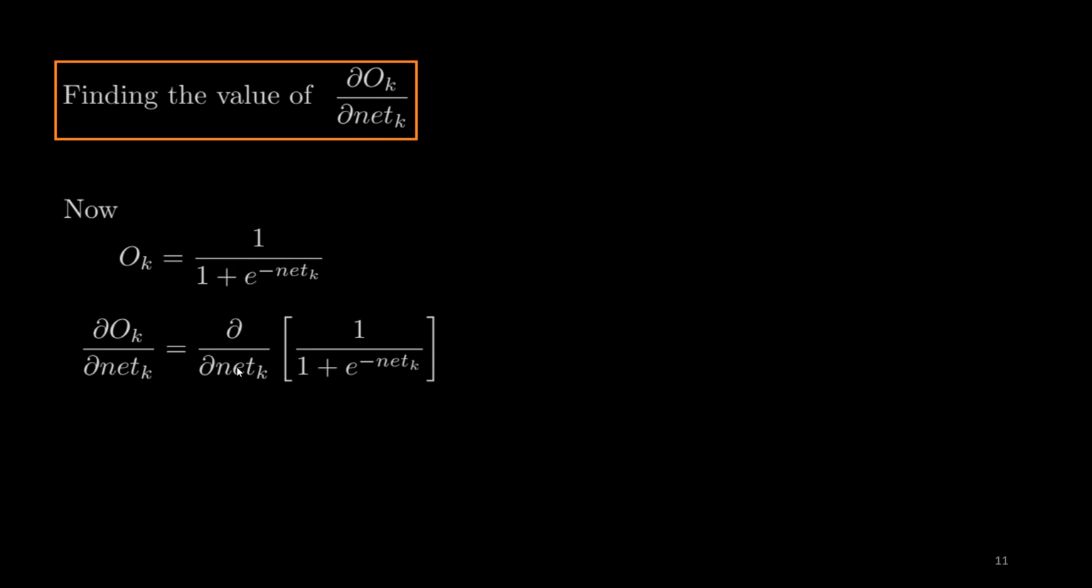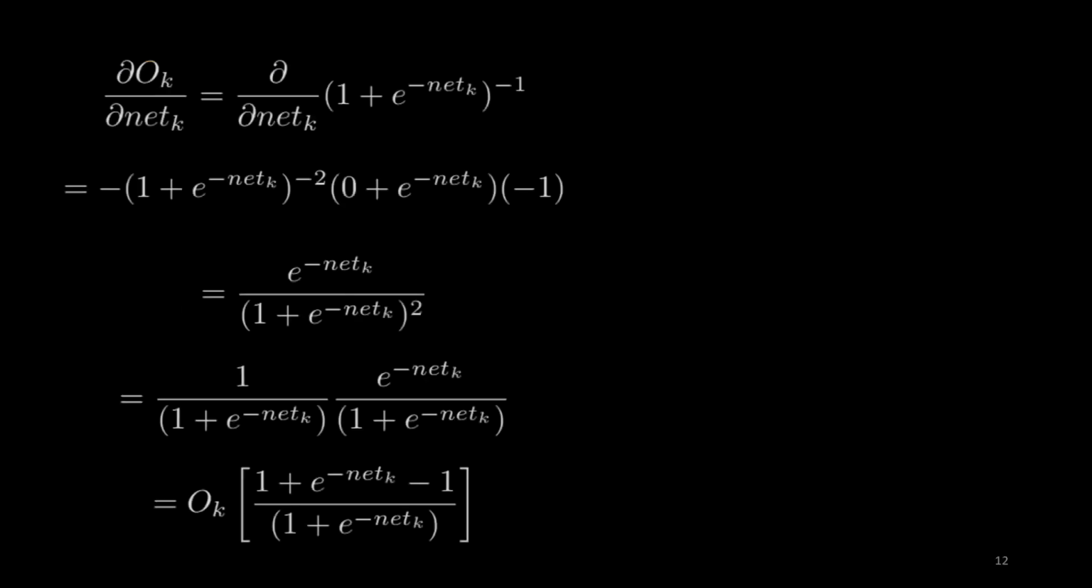So here we are differentiating the sigmoid with respect to net k. The next step: in the denominator, we have 1 plus e raised to the power minus net k. So we will move this denominator to the numerator so that we can differentiate it. If we move this whole term to the numerator, it will get minus 1 as a power. So we can see that here we have moved the whole denominator to the numerator, so its power becomes minus 1.